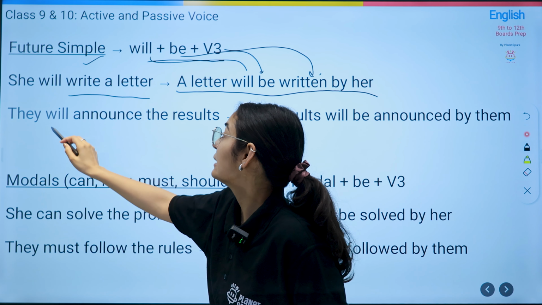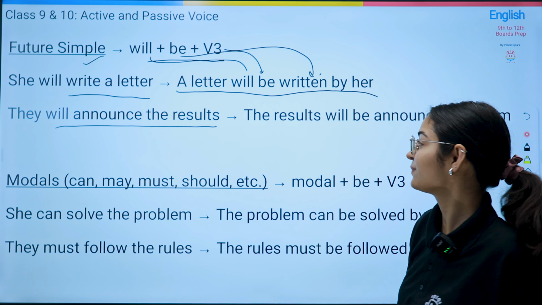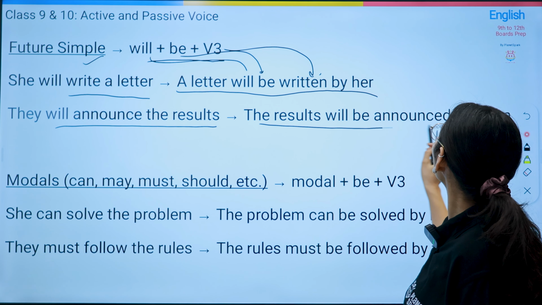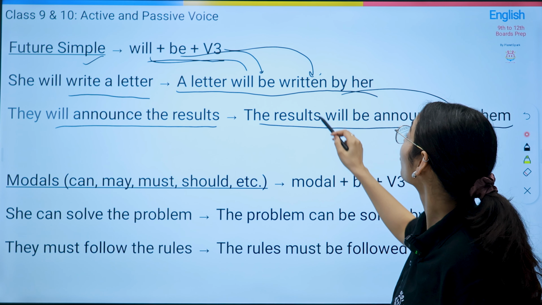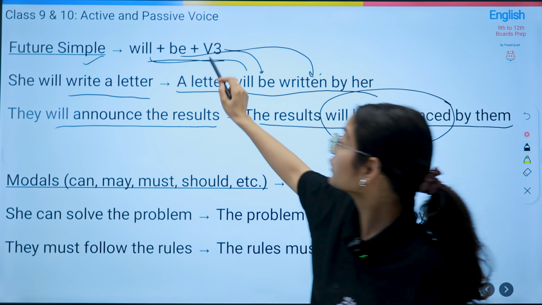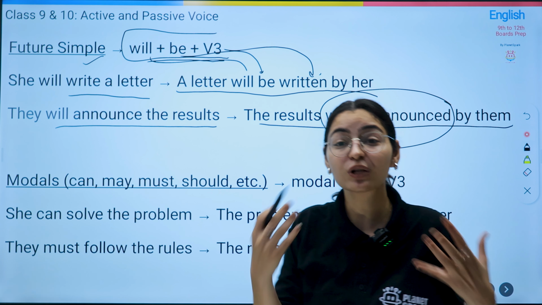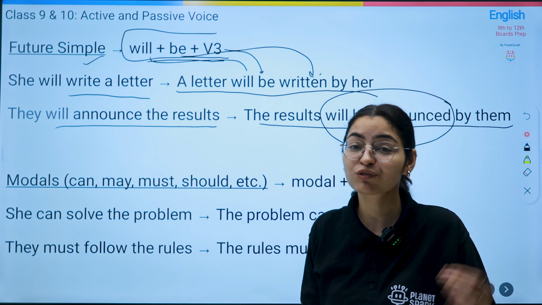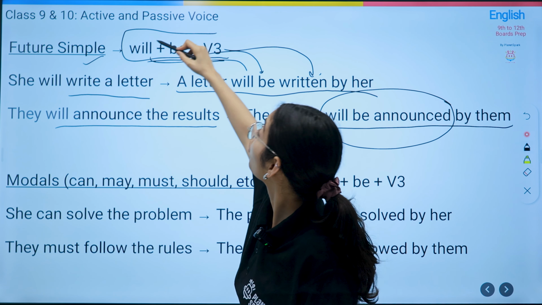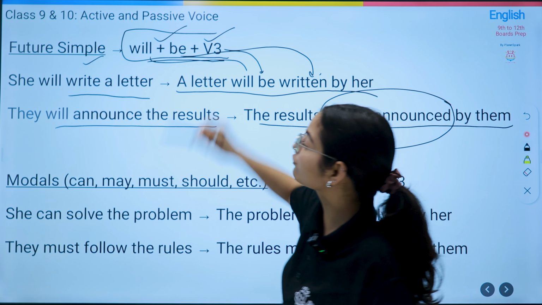Another example, they will announce the results. The results will be announced by them. Will be announced. We use will be for future simple, right? Whenever you're changing any sentence from active to passive, you'll use will be, and with it, the third form of verb.